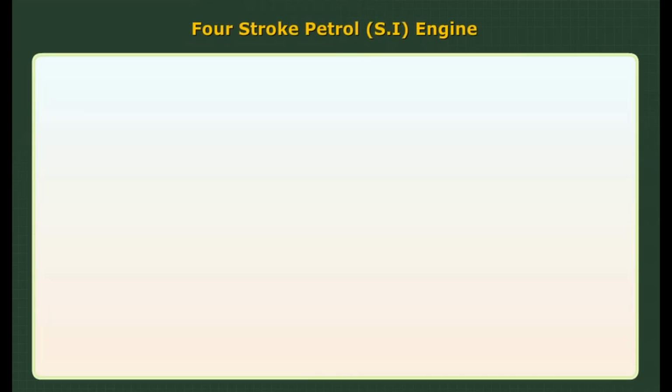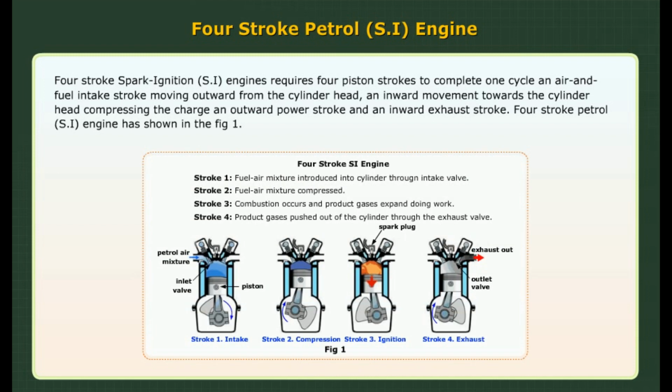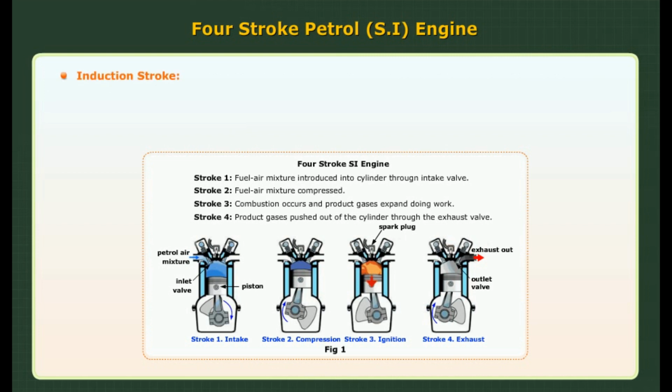4-stroke petrol, SI engine. 4-stroke spark ignition, SI engines require 4 piston strokes to complete one cycle. An air and fuel intake stroke moving outwards from the cylinder head. An inward movement towards the cylinder head, compressing the charge. An outward power stroke and an inward exhaust stroke. 4-stroke petrol SI engine is shown in the figure 1.